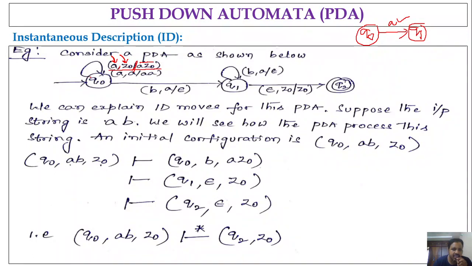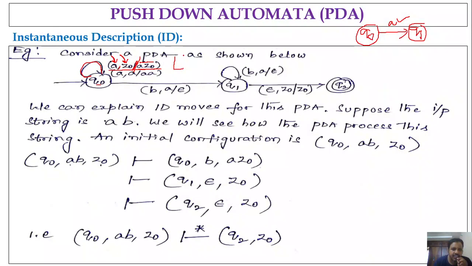So here by seeing this, q naught on a comma z naught, that means if you are in state q naught and you process a and z naught, you will be in the same state because a self transition is there, slash, and the string that is to be pushed onto the stack is a z naught. After the slash, whatever you are writing is the string that you are pushing onto the stack. So a z naught must be pushed onto the stack.